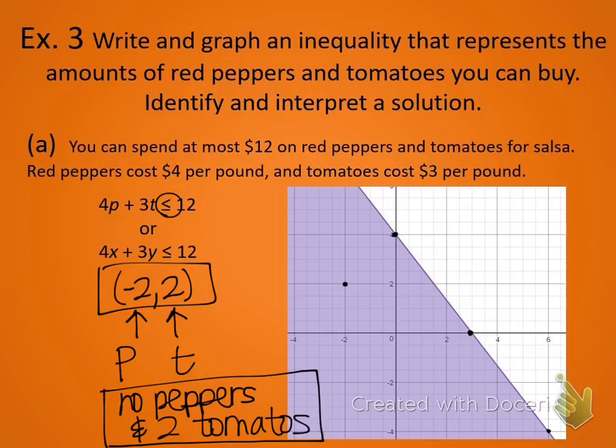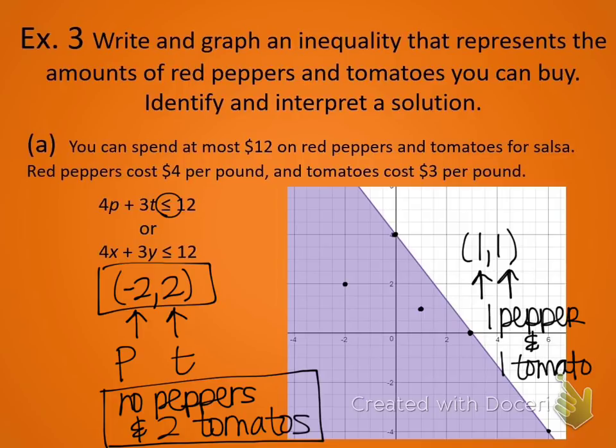Now, if you picked a positive, like we have 1, 1 right here. All right, let's say you picked the solution 1, 1. Well, that means you can buy, again, the X is my peppers and the Y is my tomatoes. That means you can buy 1 pepper and 1 tomato. Okay, so you got to work on understanding what you are finding and how to interpret it, especially on these word problems.